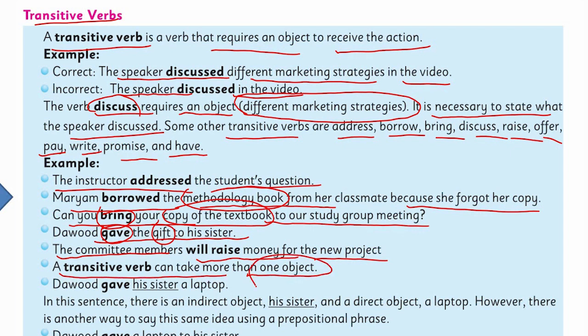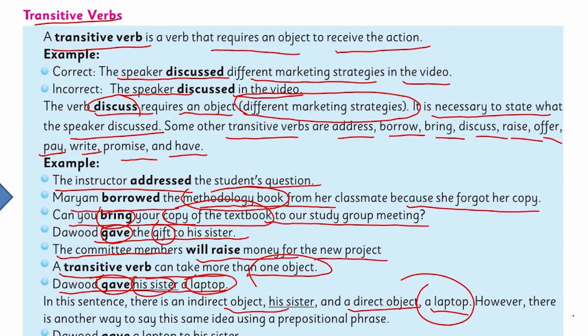A transitive verb can have more than one object. Daud gave his sister a laptop. His sister and a laptop, what are both of these? They are objects here. Gave is your transitive verb. In this sentence there is an indirect object, his sister, and a direct object, a laptop. Now what is the indirect object? His sister. And what is the direct object? The laptop.